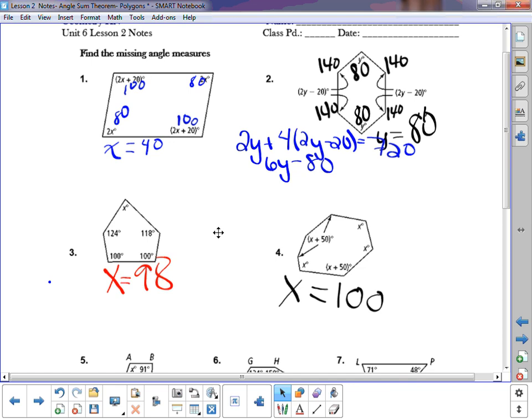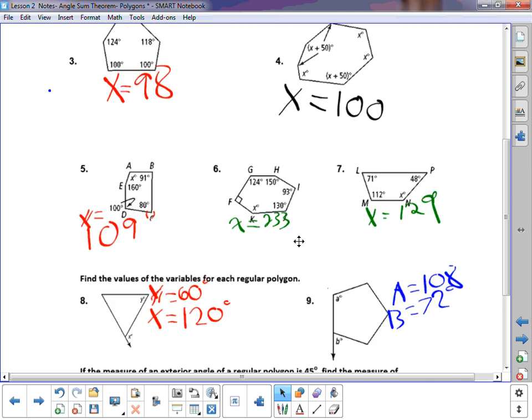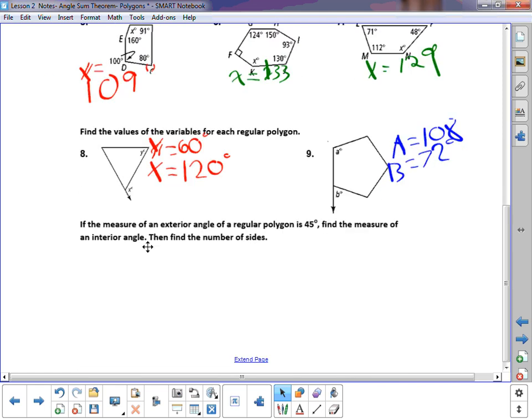All right, so 5, 6, and 7. I agree with 5. Is that a 2 or a 1? If it's a 1, I agree. Oh, we were right. 133. And 7, I agree as well. Do we have questions on 5, 6, or 7? Okay. And then 8 looks good. And 9 also looks good. Questions on these 3? Okay. And then let's go take a look at the very last one.